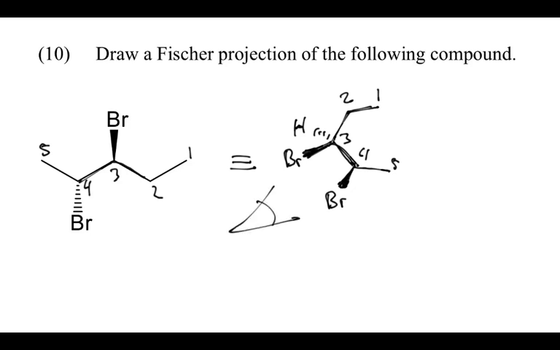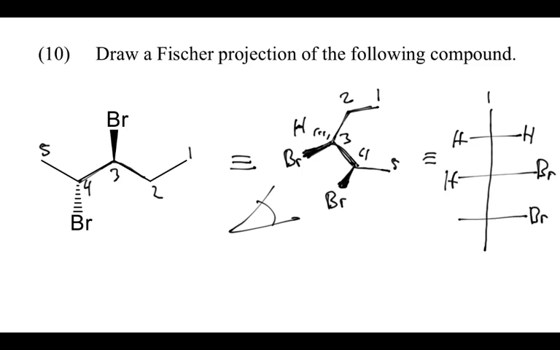Now you look at it from this side, and you see this is the same as a Fischer projection. So this would be carbon 1, carbon 2, which with H and H, carbon 3. Where is the bromine pointing? Left or right? Right. Okay. Bromine, H, carbon 4, and carbon 5, doesn't matter, and here we have H. There we go.